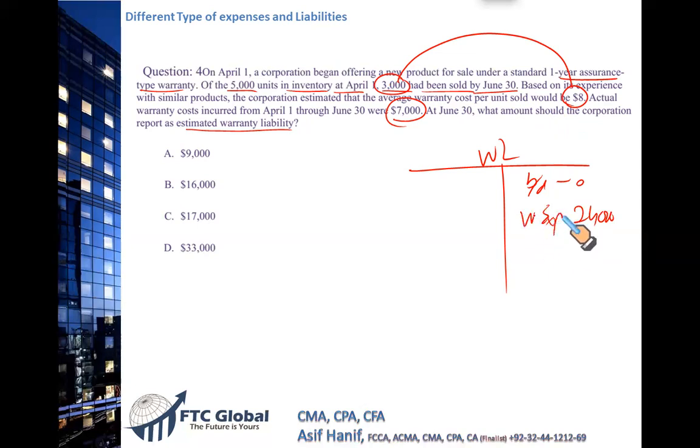Warranty expense. The actual warranty expense is $7,000. Now it's fairly straightforward now. 24 less 7, and I will have to use my calculator. Very bad at mental maths. 17. Brought down, the carried down value is $17,000. So that makes C to be the correct option. Correct. All right, next.